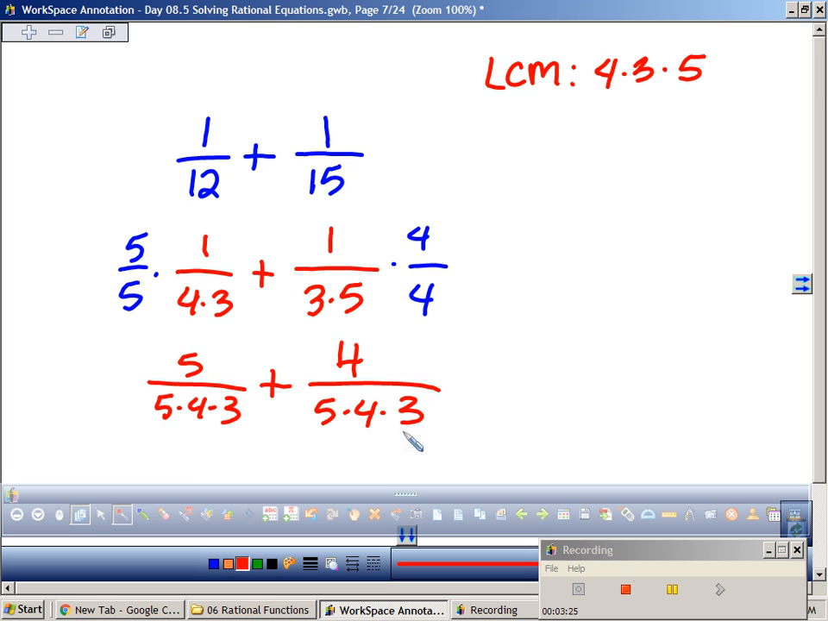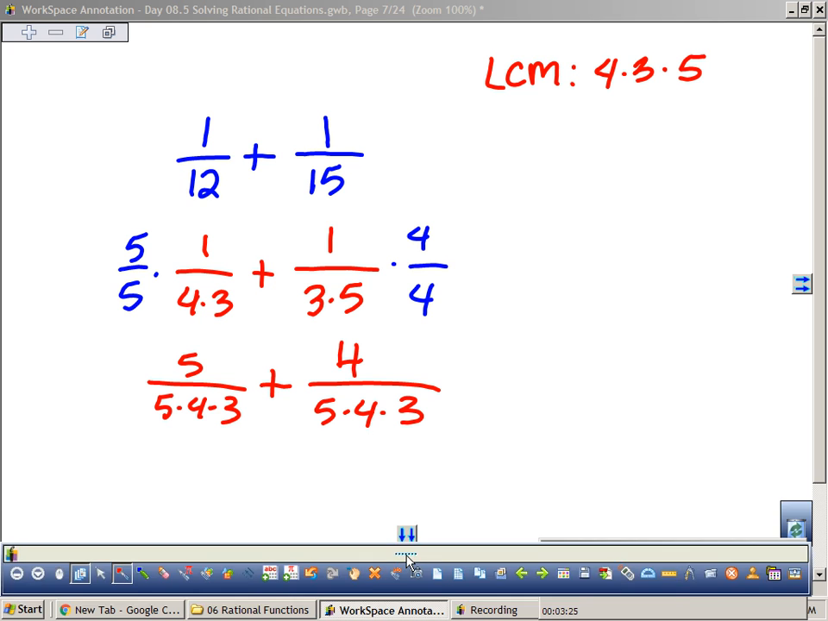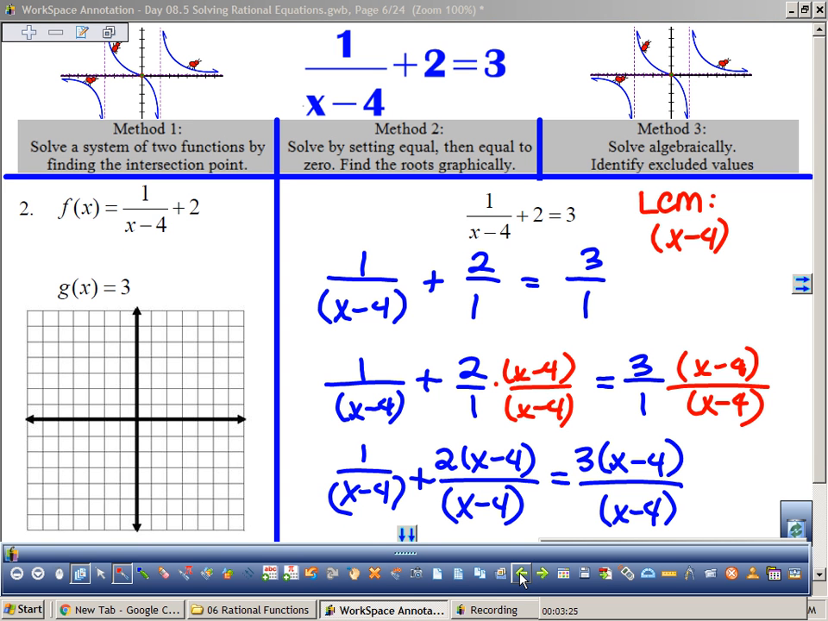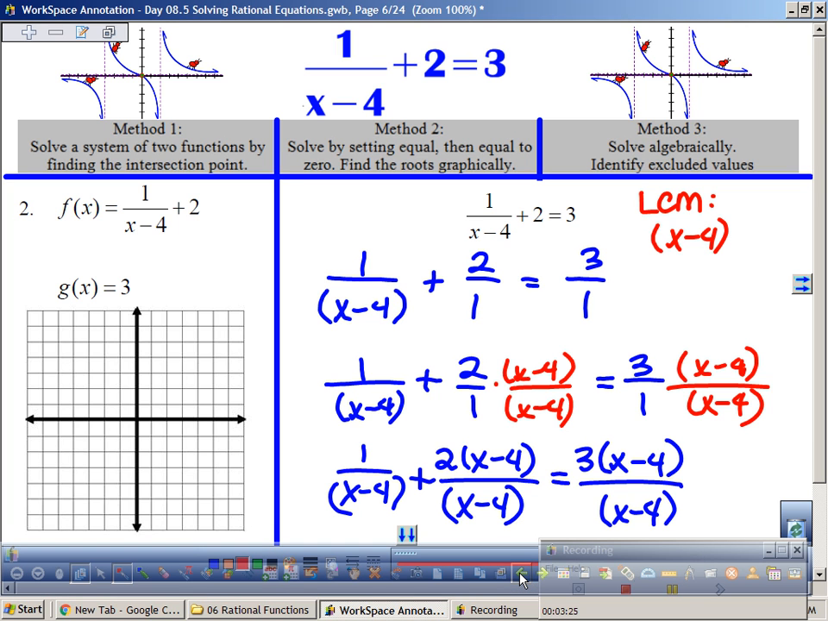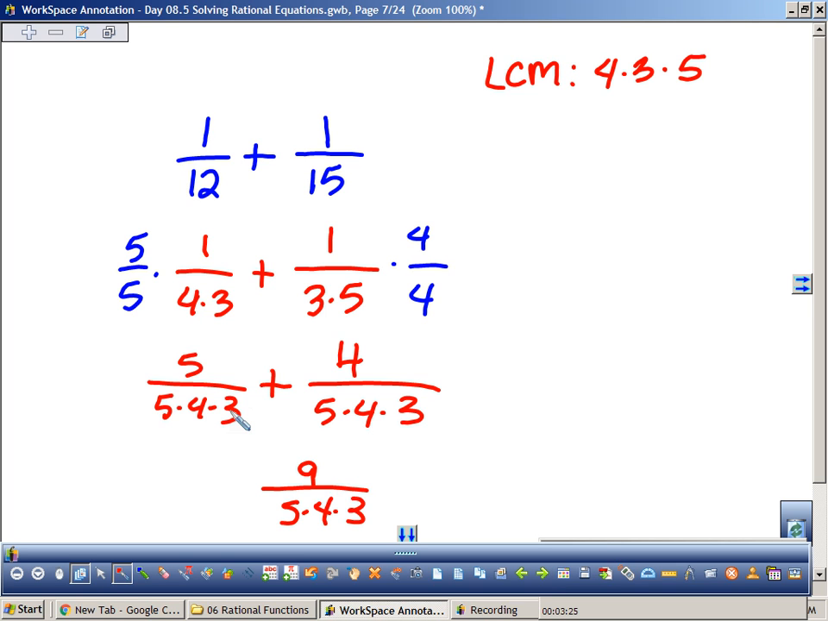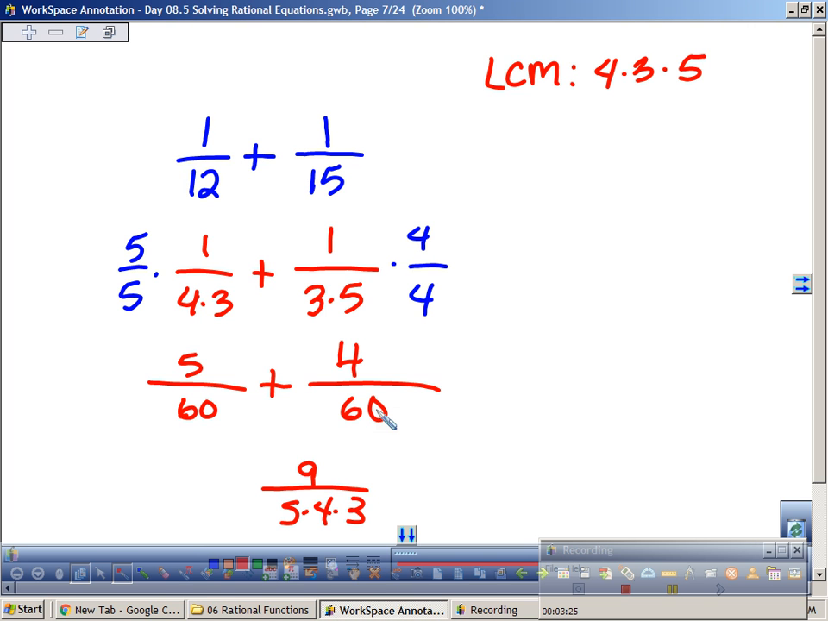Now that they're the same, I can add the numerators. I have 9 over 5 times 4 times 3. That's all we're doing here, right? We're getting common denominators so that we can add the numerators. Only in 6th grade, you didn't write it like this. You actually multiplied it out and made it 60. So it's the same math, right? It's the exact same process. We're just breaking numbers down and dealing with factors now instead of multiplying it all out.